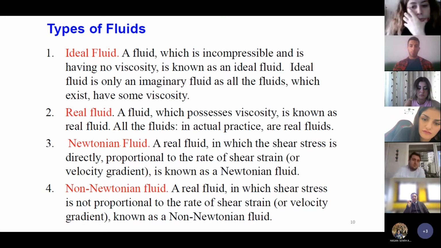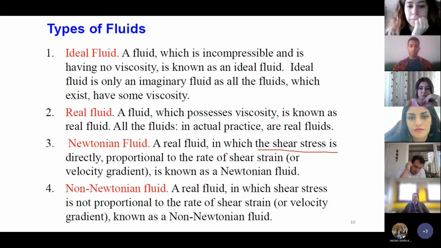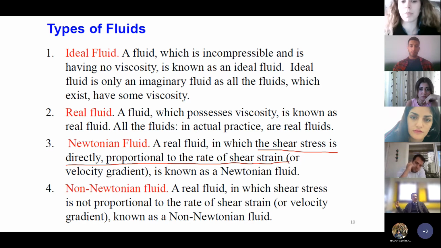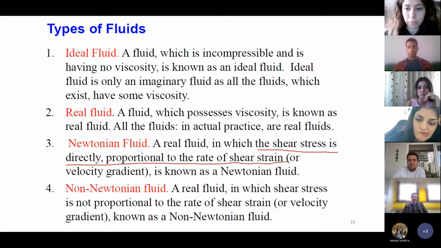law of viscosity. A real fluid in which the shear stress is directly proportional to the rate of shear strain, or velocity gradient, is called a Newtonian fluid. What does it mean here? The shear stress is directly proportional to the rate of shear strain. It is the formula tau equals mu times du over dy. When in a fluid, shear stress tau equals mu du over dy, or linguistically, shear stress is proportional to the rate of velocity gradient, it is called Newtonian fluid.